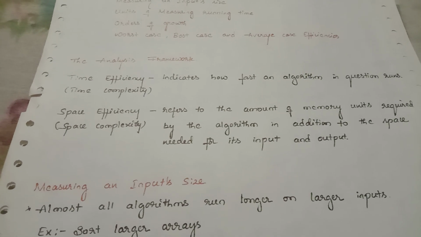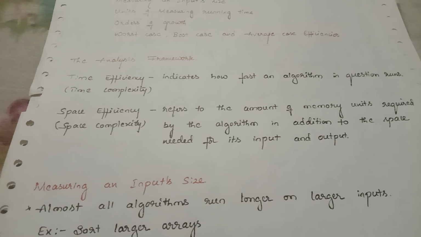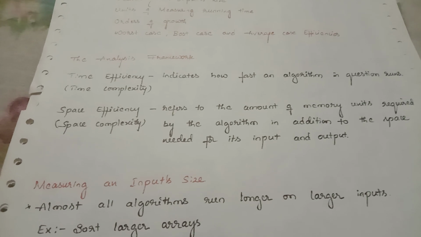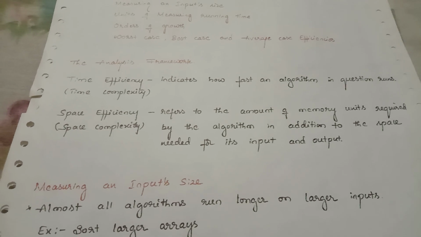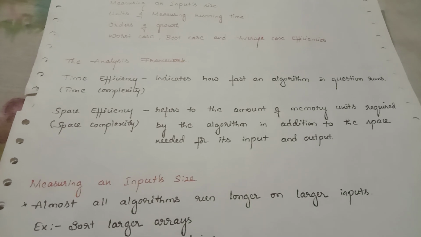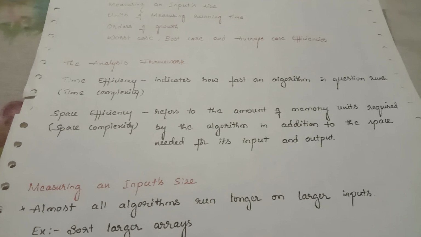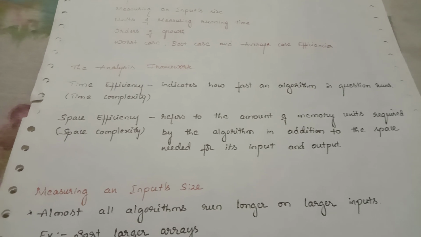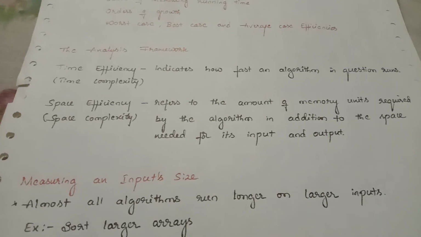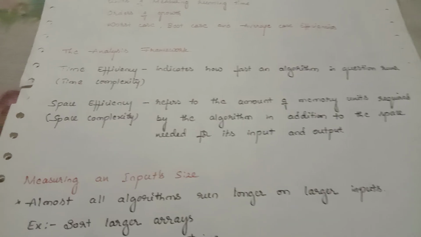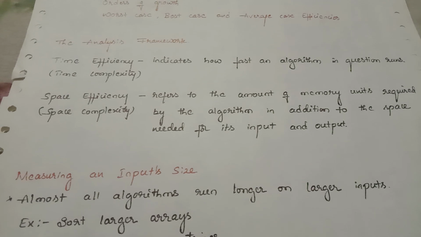Then coming to the other efficiency, that is space efficiency, which is also called space complexity. It refers to the amount of memory units required by the algorithm in addition to the space needed for its input and output. That is, how much extra space is needed by an algorithm, whether the algorithm is holding more space in the memory. That will define the space efficiency of an algorithm.